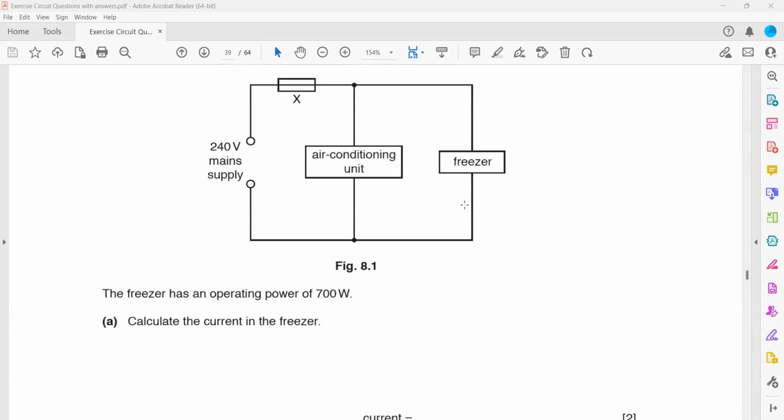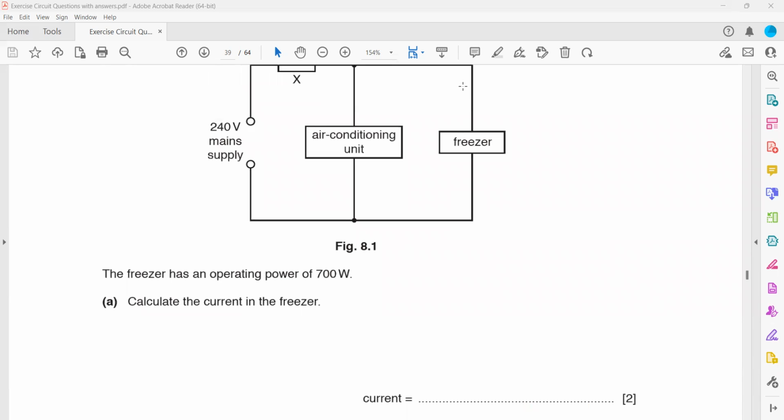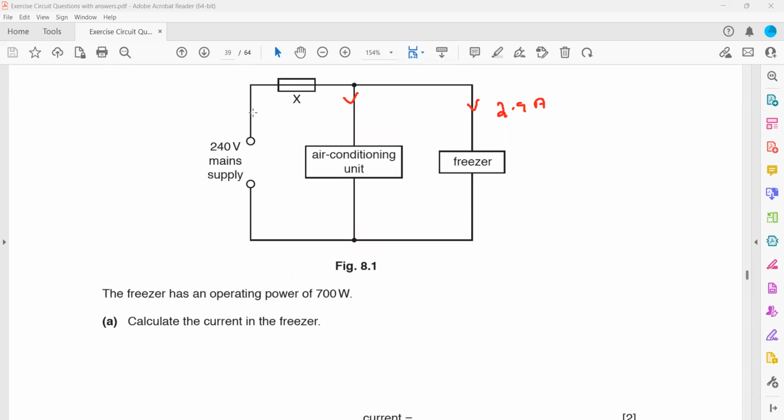So first, we work out the current in the freezer, which was 2.9 ampere. And they mentioned the air conditioning unit's maximum current, that is 7.5. So what is the total current entering from the supply? Because in parallel, the total current will divide in the branches. So what is the current coming from the supply? That will be equal to 7.5 plus 2.9, because 7.5 and 2.9 will join. So that's equal to 10.4. So 10.4 is the maximum current we need for the air conditioning unit and the freezer to work.